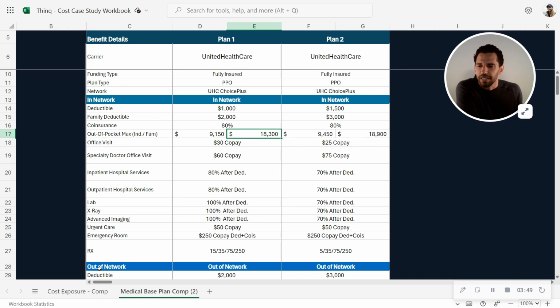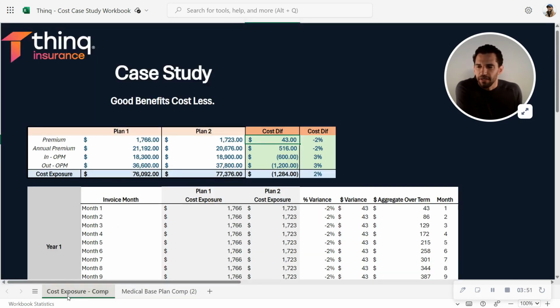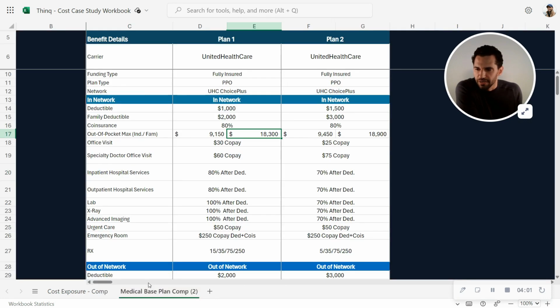For the person in this scenario, they have a family. So their premium is a total of $1,766 monthly. And then their in-network out-of-pocket maximum, I'll show you where to find that. If you see something like this, it'll say out-of-pocket maximum, individual family. In this scenario, it's the second one. This is the individual. This is the family. So that's $18,300. For plan two, it's $18,900.